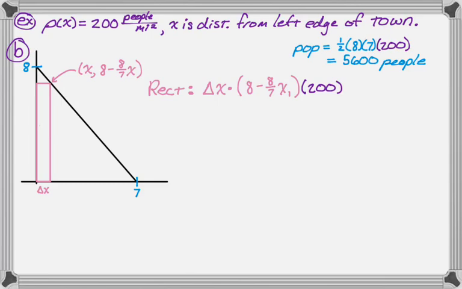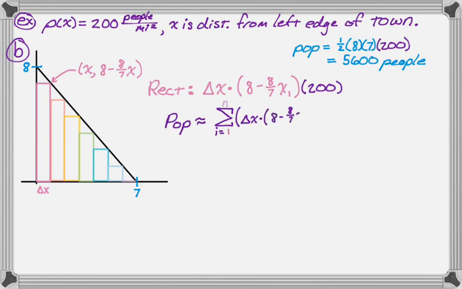I would do this for a lot of rectangles. So create all these rectangles, find all of their areas, multiply by all the densities within them. So then I would just want to add it up. And you can see here I'm just getting an approximation because I'm missing out on all those little bits of area. So it's a sum from 1 to n of delta x times 8 minus 8/7 x sub i, and then 200, or I could have said rho of x sub i, but in this case it's constant, so it's just easier to write 200.